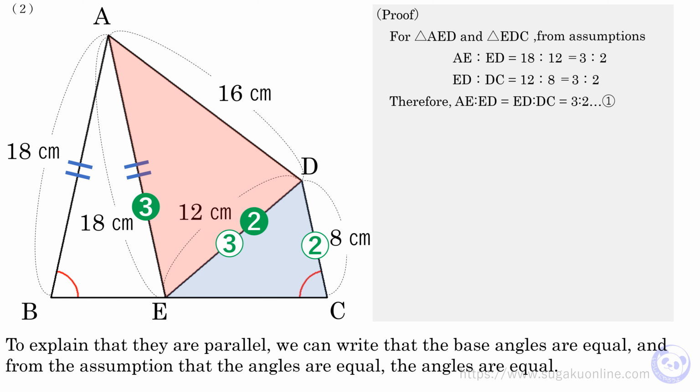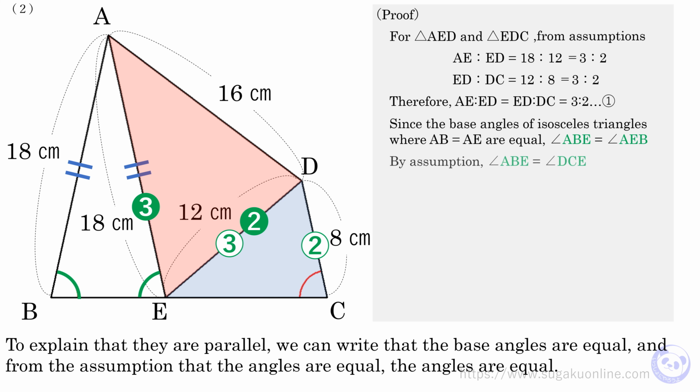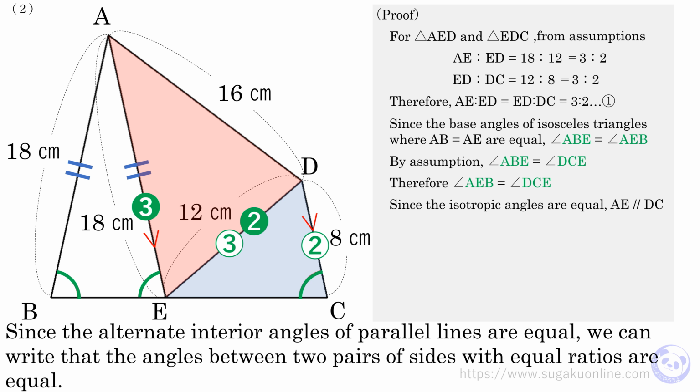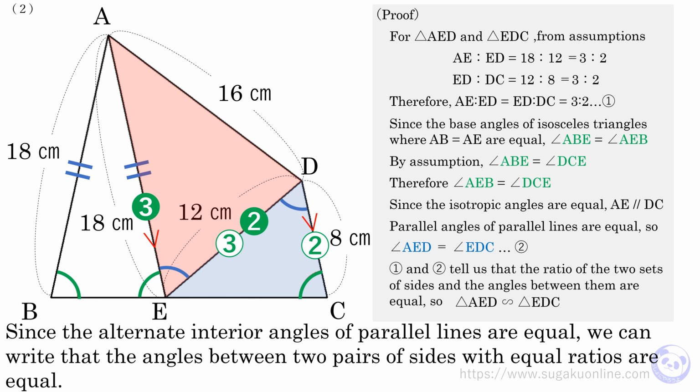To explain that they are parallel, we can write that the base angles are equal, and from the assumption that the angles are equal, the angles are equal. Since the alternate interior angles of parallel lines are equal, we can write that the angles between two pairs of sides with equal ratios are equal.